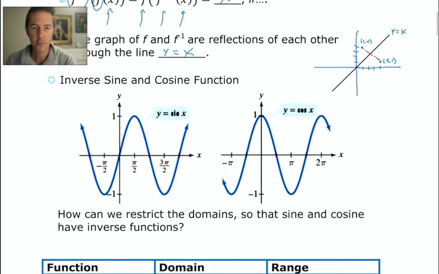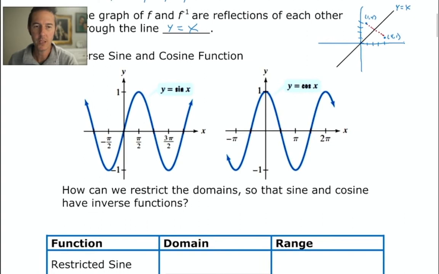Now, inverse sine and cosine functions, let's get a little bit more specific. Not just generic, general inverse functions, but specifically sine and cosine. What you're seeing here are the graphs of the sine and cosine functions.